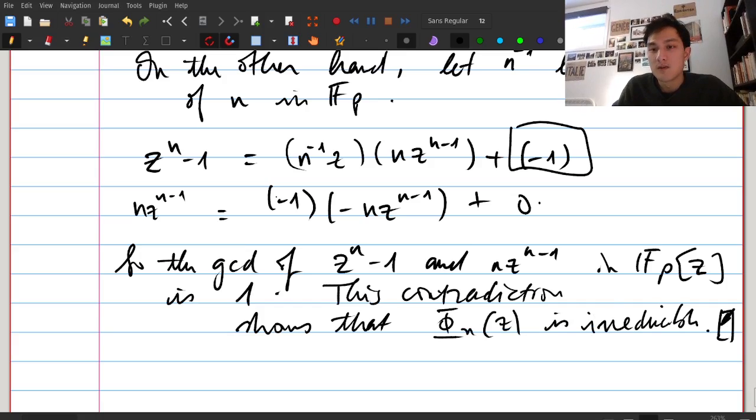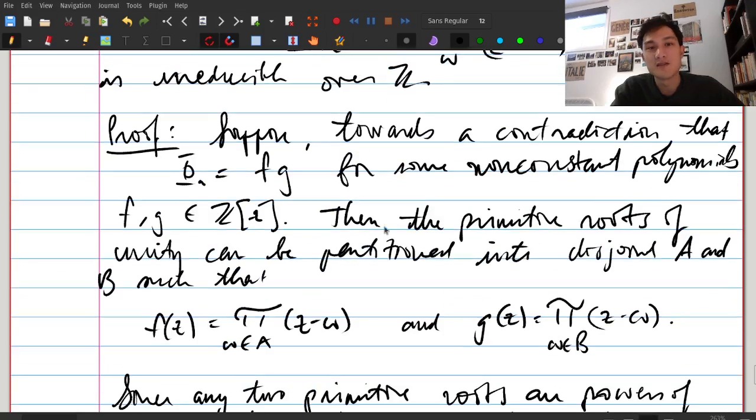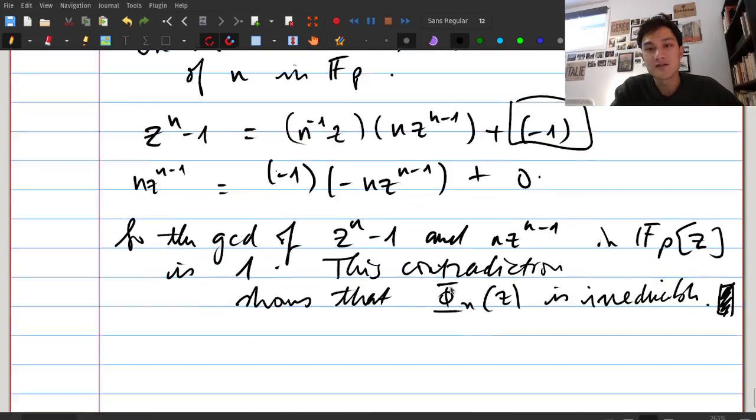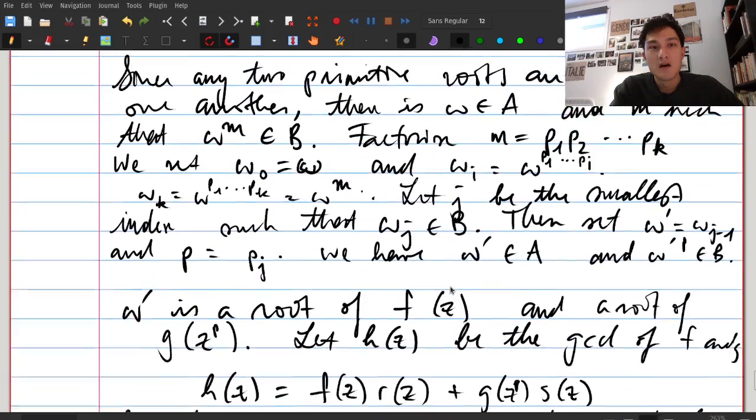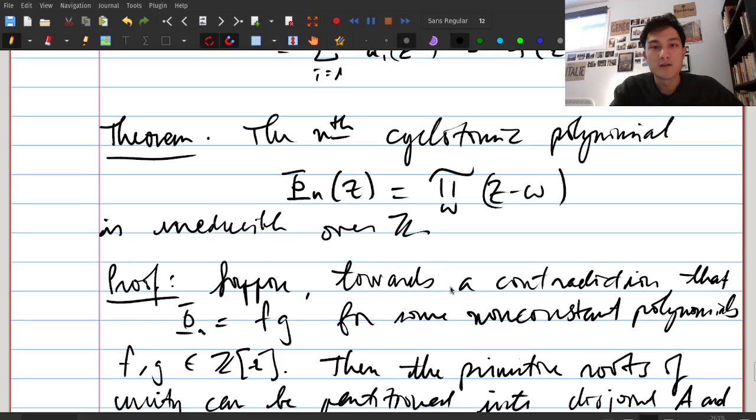What caused this entire bit of nonsense to begin with is that we supposed that you could factorize phi n into f g, and then we arrived at this contradiction. So that's the irreducibility of the cyclotomic polynomials.